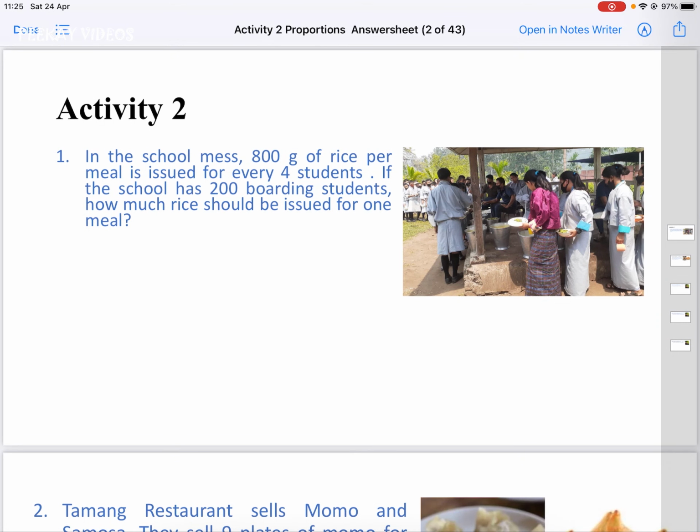Let us look at activity 2. Question number 1. In the school meals, 800 gram of rice per meal is issued for every 4 students. If the school has 200 boarding students, how much rice should be issued for one meal?